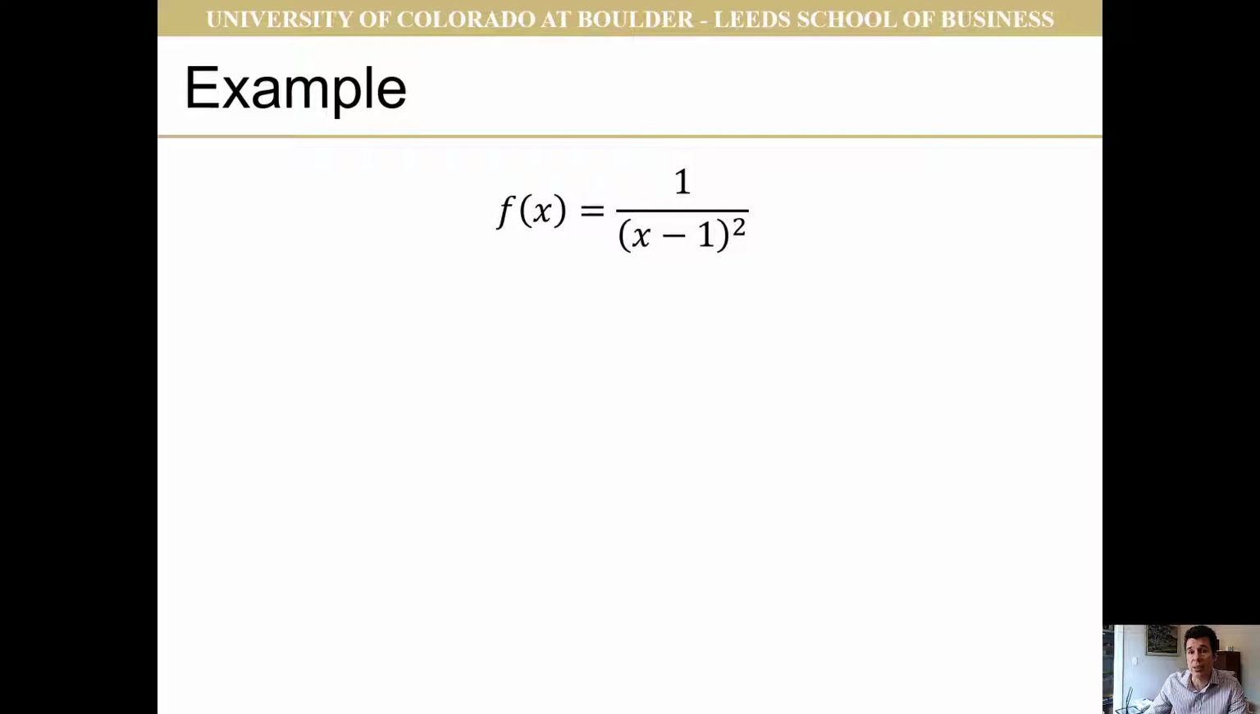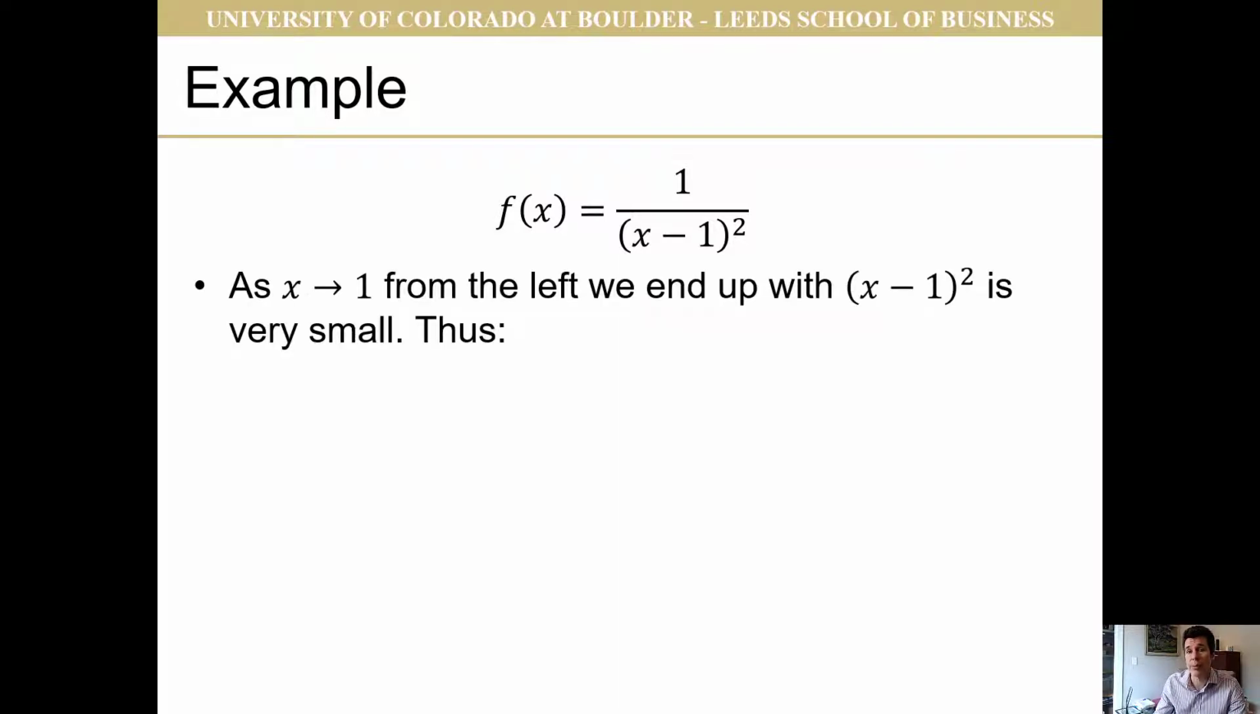So let's look at the following example. f of x equals 1 over (x minus 1) squared. As x approaches 1 from the left, x is a little bit less than 1. x minus 1 is going to be a very small negative number. We square it, which makes a very small positive number. And so (x minus 1) squared is very small. 1 over a very small number is a very large number. So the limit as x goes to 1 from the left of 1 over (x minus 1) squared is infinity.